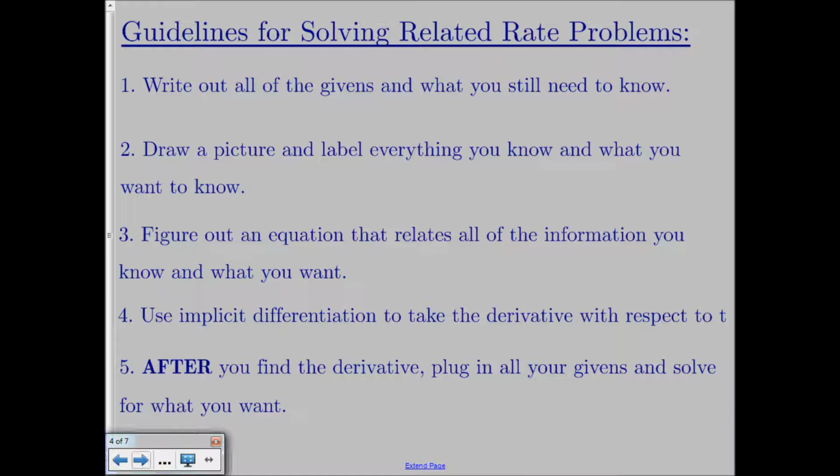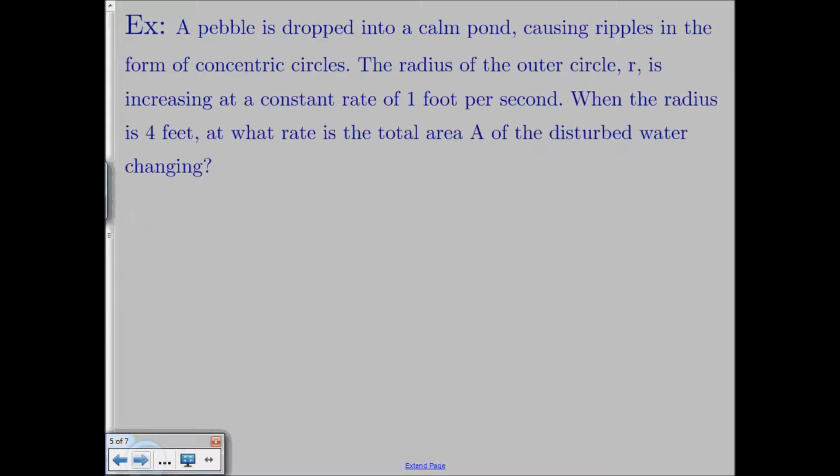So after you figure out that equation, you want to use implicit differentiation to take your derivative with respect to t, always with respect to t unless they say for some reason with respect to another variable. And then after, the most important thing here is after you take your derivative, then you want to plug in all of your givens. So then you want to plug in the actual numbers that the problem will give you for different values of variables or rates, anything like that. And then you can solve for what you want. You don't want to plug in to your equation with your givens before you take your derivative, because if you plug in numbers, you're going to have a bunch of constants, and the derivative of a constant is always 0. So your answers are going to work out real funny if you don't plug in after your derivative.